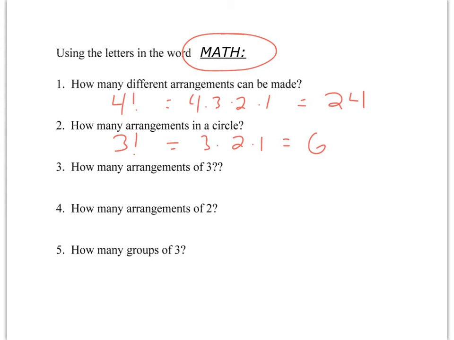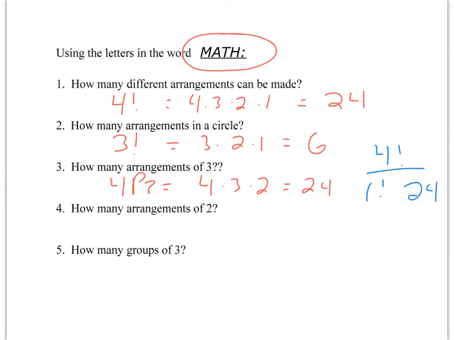Okay, how many arrangements of 3? What this means is 4P3, which we know from our shortcut now is 4 times 3 times 2. We'll stop right there, which is 24. If you still want to use the formula, it's going to be 4 factorial over 4 minus 3 factorial, which is 1 factorial, still equals 4 factorial over 1 factorial. 1 factorial is 1, which is still 24.